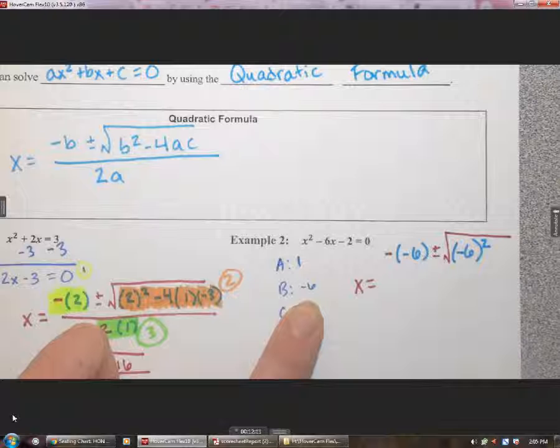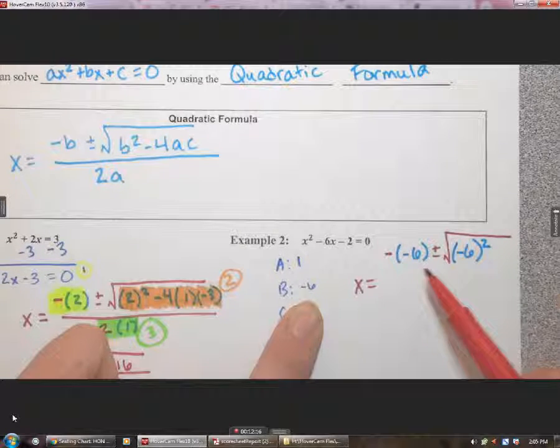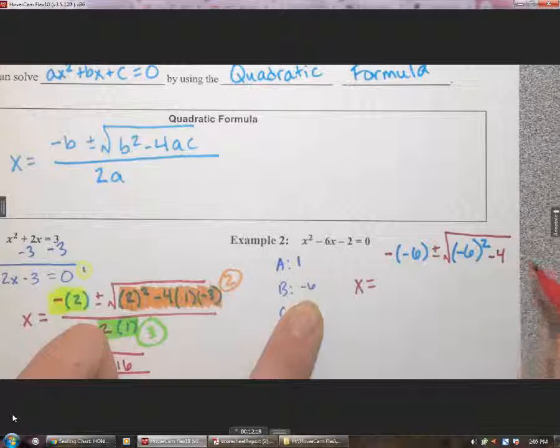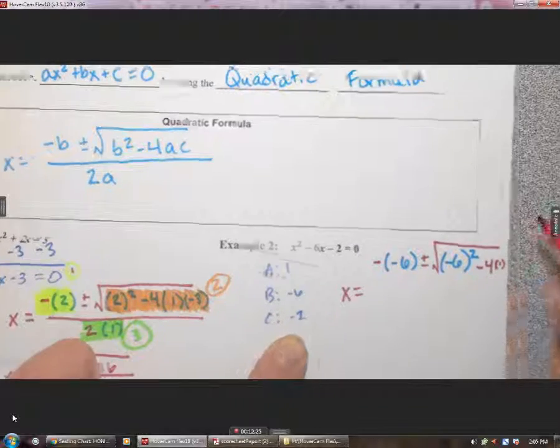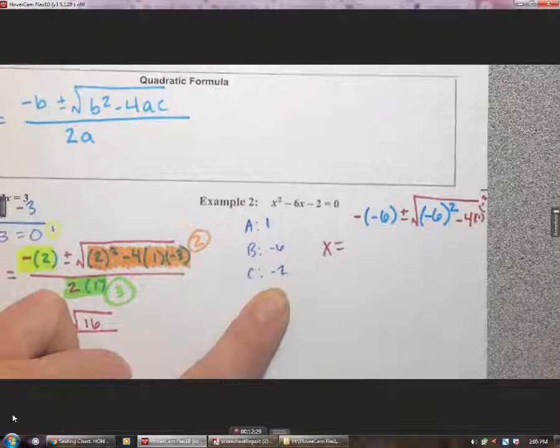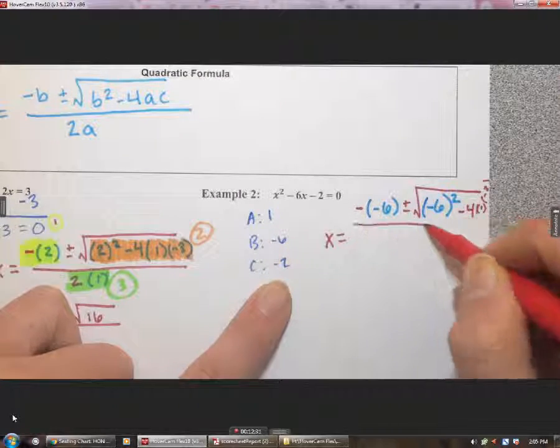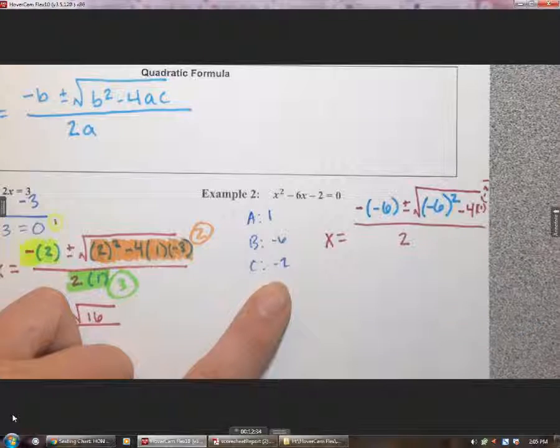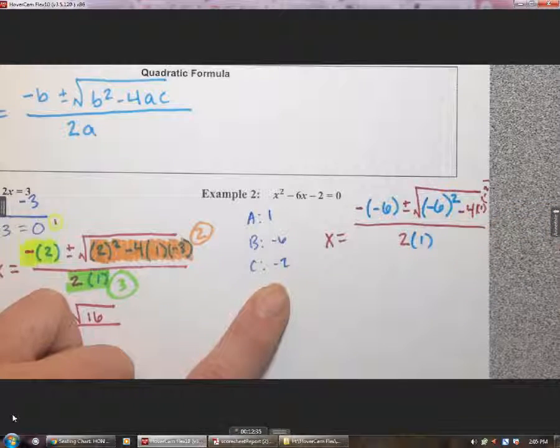Do you have to put the negative 6? If you know it's positive, no. Minus 4, I have to squeeze this in here, times 1 times negative 2. Oh, I'm out of space. Sorry. All over 2 times A, which is 1.